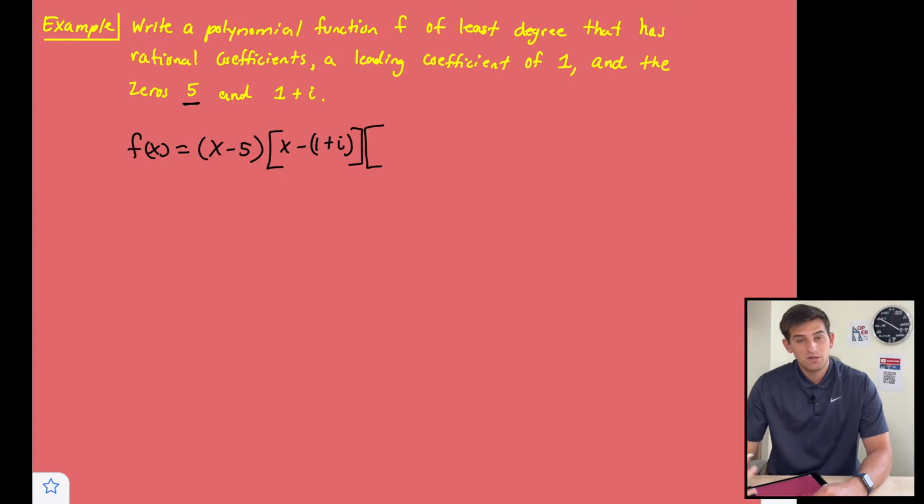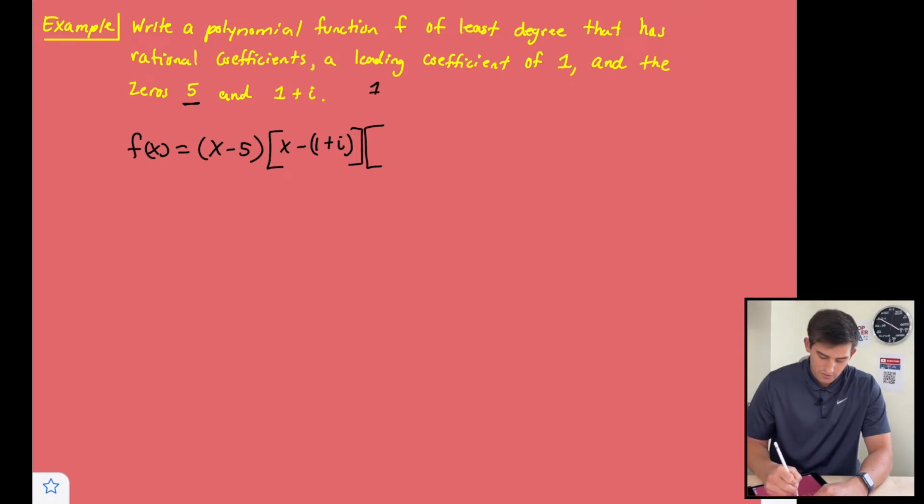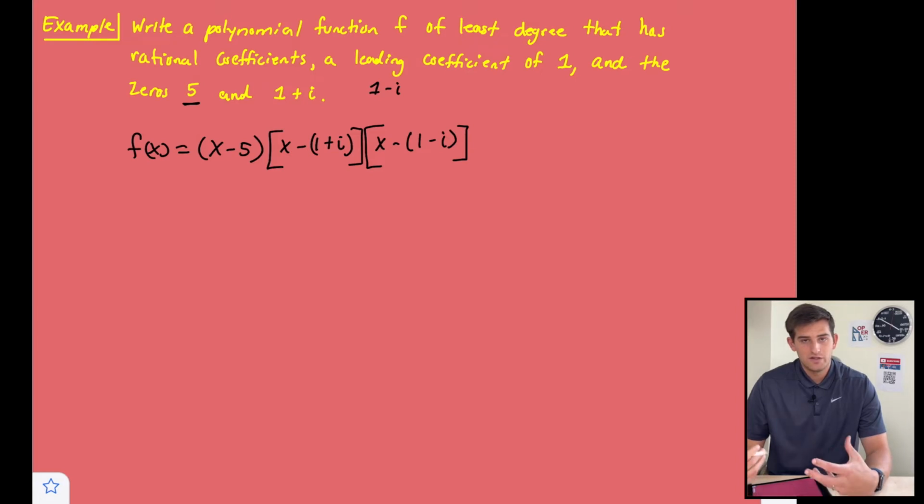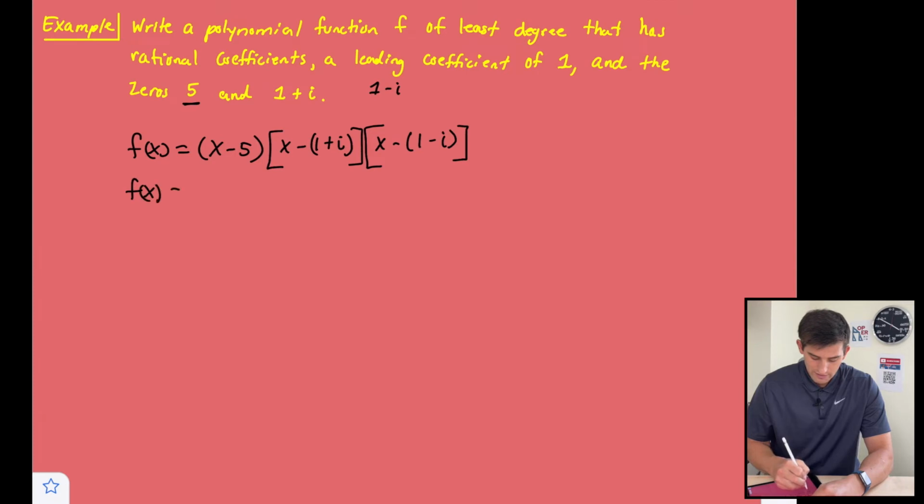Then since we know 1 plus i is a zero, then 1 minus i would also be a zero. So we could write this as x minus, and now this would be 1 minus i as our other zero. Okay, so now I'm going to use a property here that allows us to regroup our parentheses in our two terms that are in brackets. So we're going to write f of x is equal to x minus 5, and now in brackets, I'm going to move my parentheses to be around x minus 1 plus i, and same thing here, x minus 1 minus i.